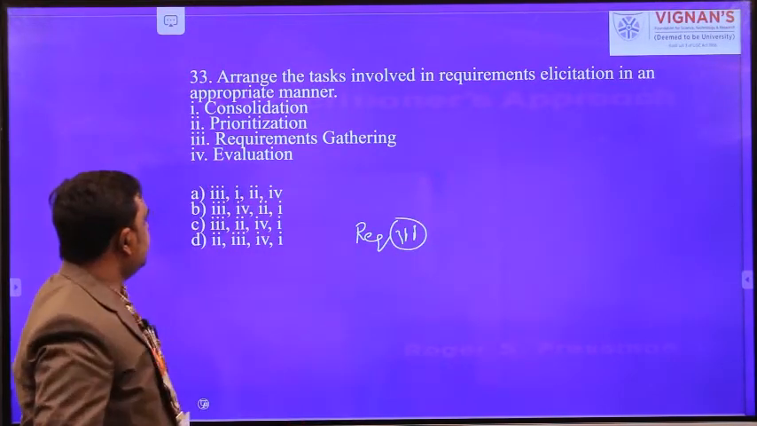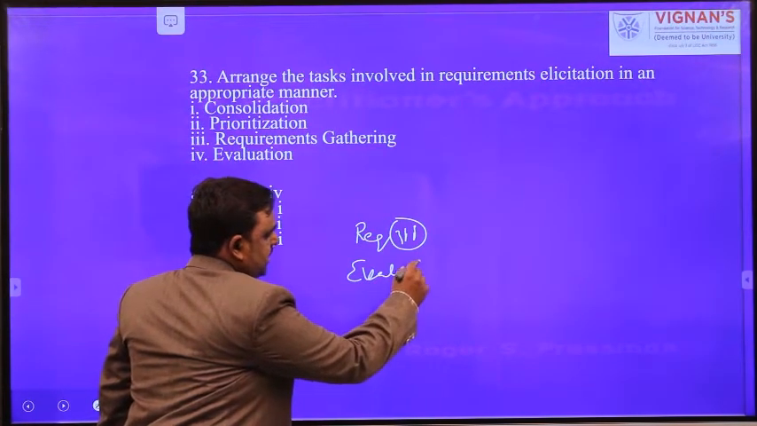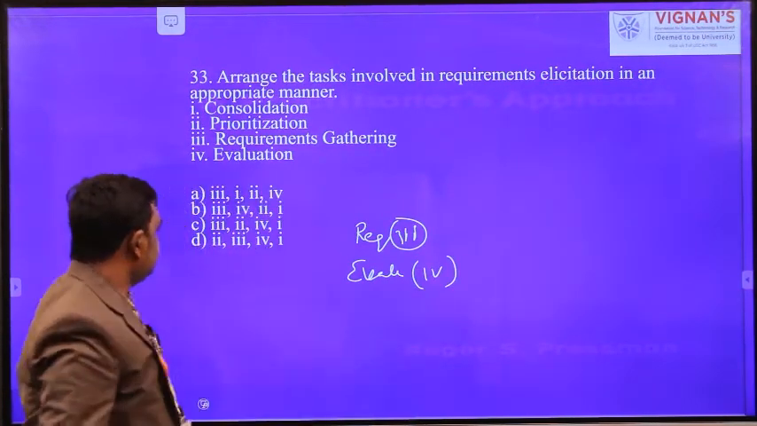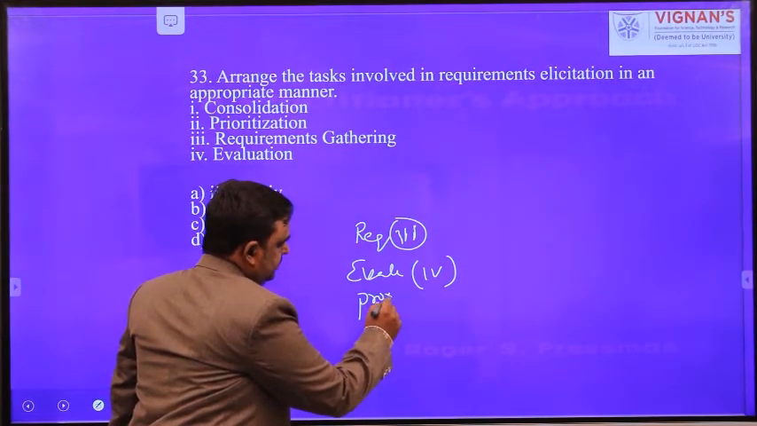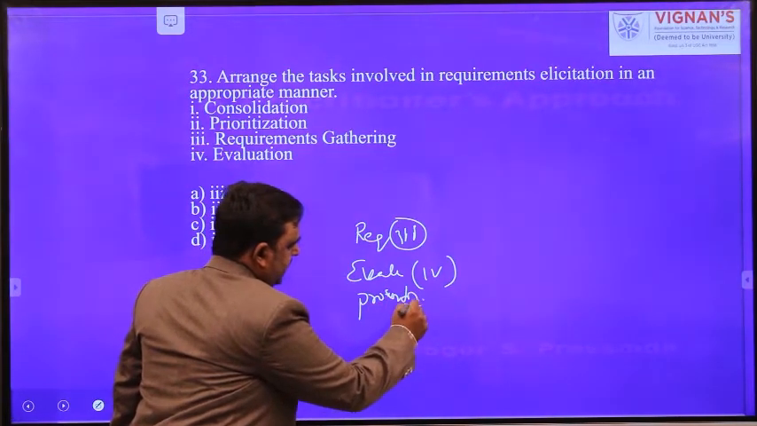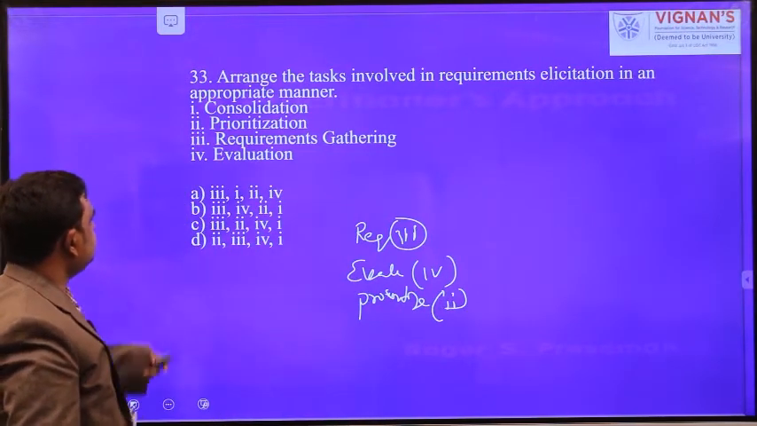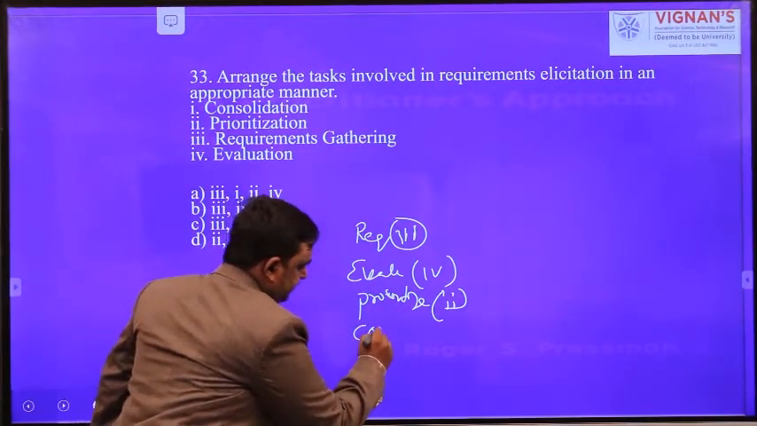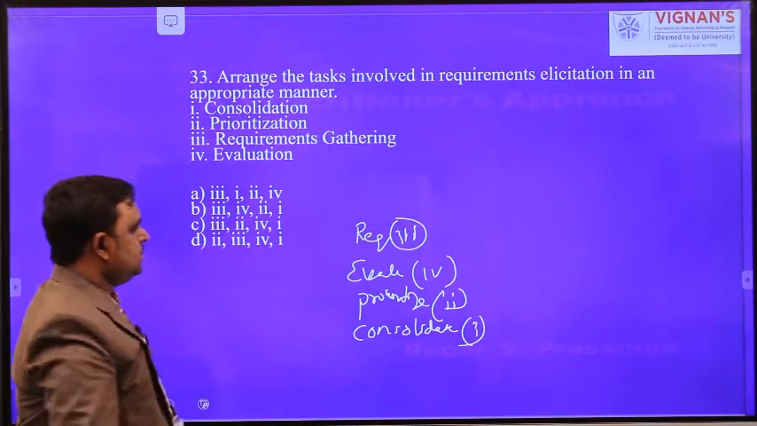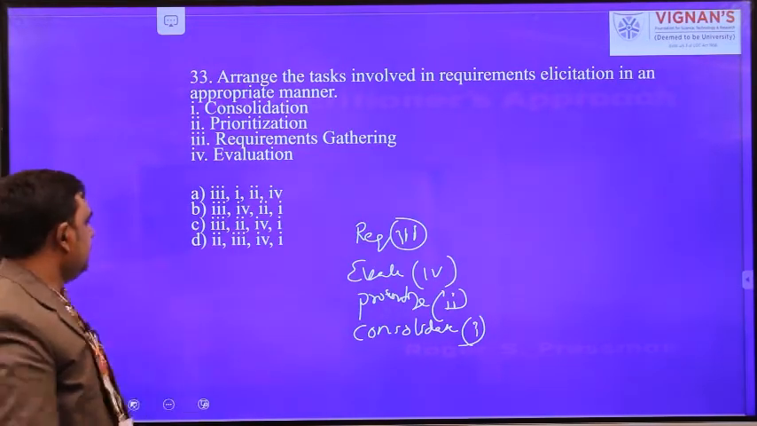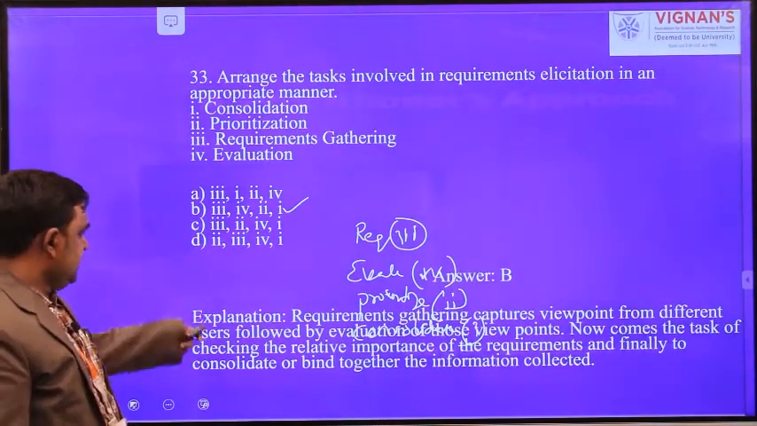Third option. Next one is evaluation. We are going to evaluate the requirements, which is option 4. Next we are going to prioritize the requirements, and the prioritize option is number 2. And finally, we are going to consolidate, and that option is 1. So the answer is 3, 4, 2, 1. So the answer is B. So this is the sequence.